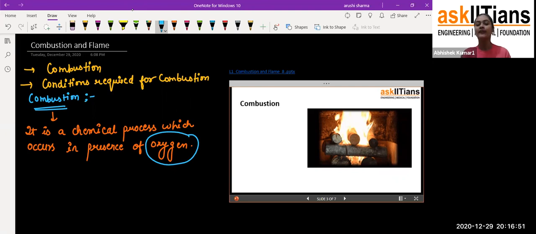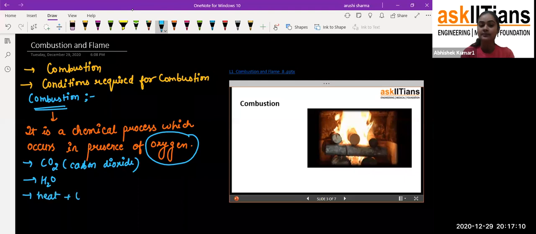It is a chemical process which occurs in the presence of oxygen, and what it produces is carbon dioxide. I think you know the formula of carbon dioxide. In some cases you are getting water also, that is H2O, along with heat and light. Whenever we do this kind of thing in our houses, why do we do that? So that we get heat from it. In that process we are getting heat and light also.